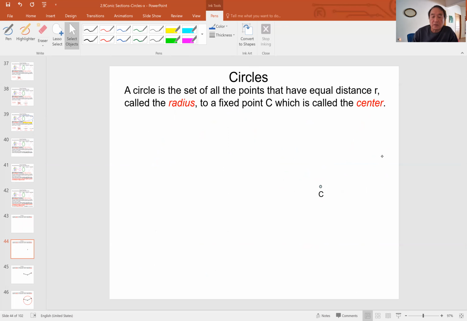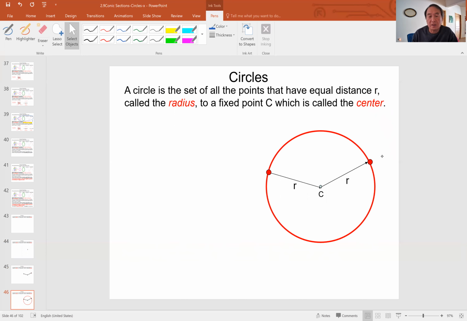Okay. And let's look at the case of a circle. In mathematics, a circle is the set of all the points that have the same distance to some center. So the two red points have the same distance R to the center C, and a lot more points there. If I finish drawing all the points, they form a circle. So this is the mathematical definition of a circle.